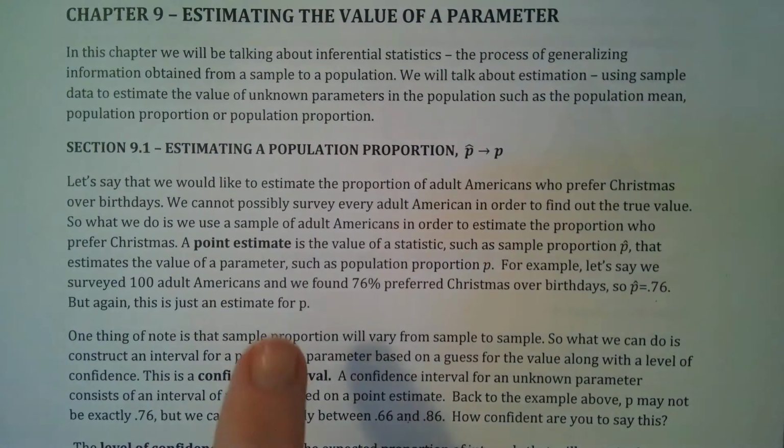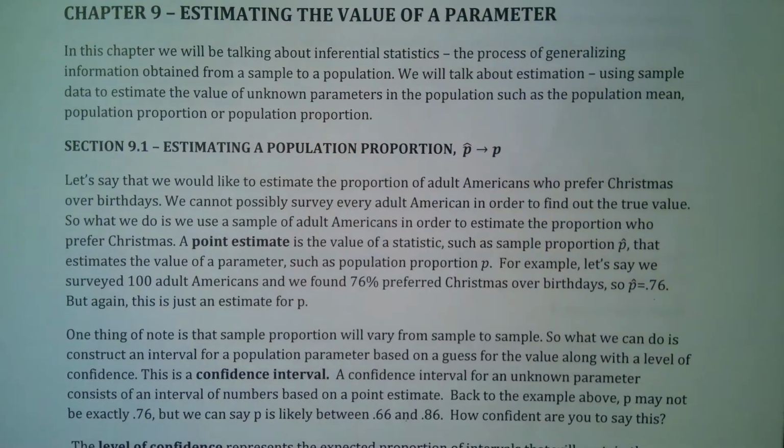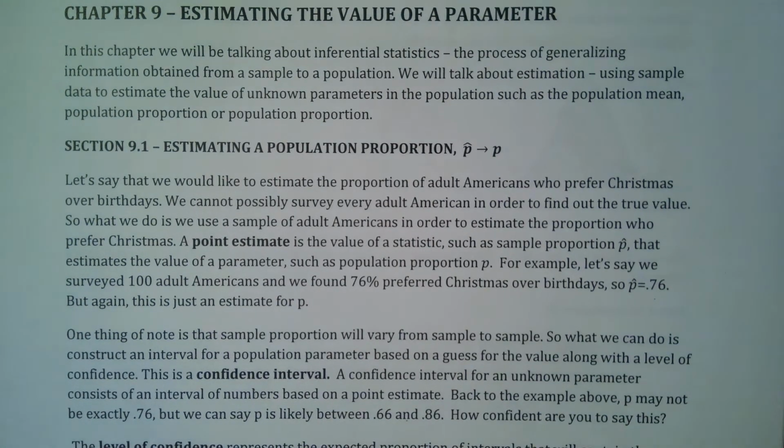In this chapter, we're going to be talking about inferential statistics, the process of generalizing information obtained from a sample to a population. We will talk about estimation, using sample data to estimate the value of the unknown parameter in the population, such as the population mean, population proportion, or even population standard deviation.